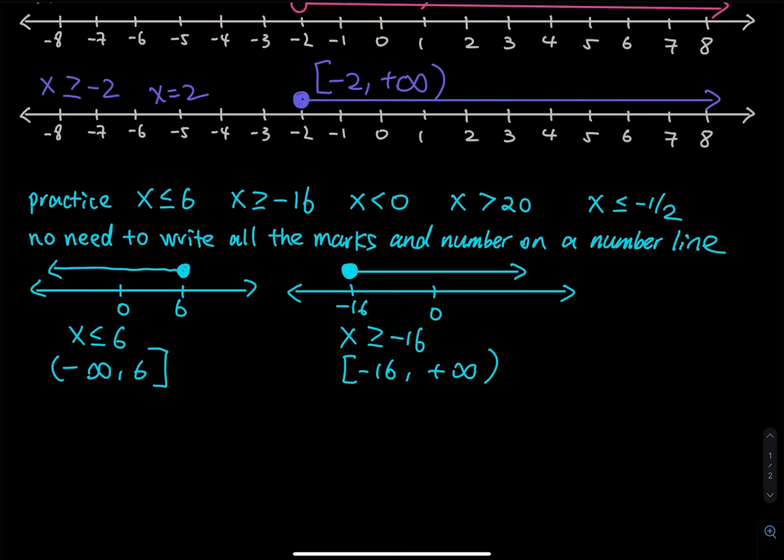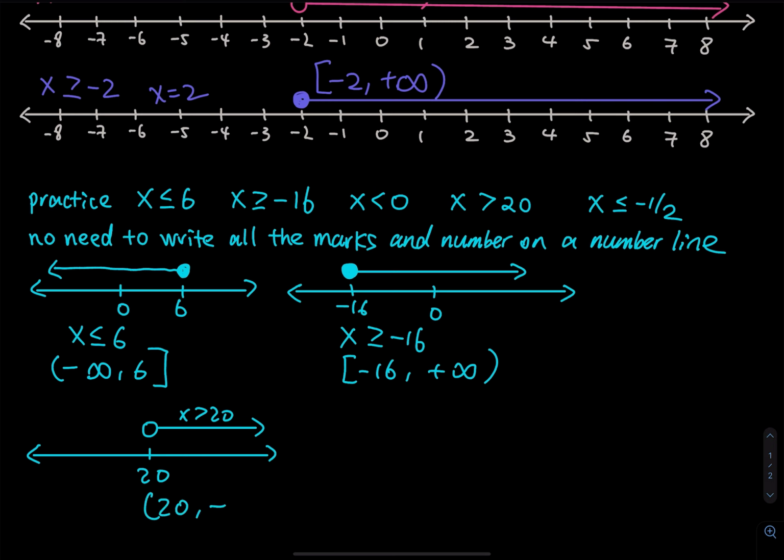So x less than 20, we do that. You can just write 20. I accept that. If you do that on a test, totally good. Greater than, so greater than is this side. So this is x greater than 20. The interval is from 20 to positive infinity. And then the last one is less than or equal to negative 1/2.